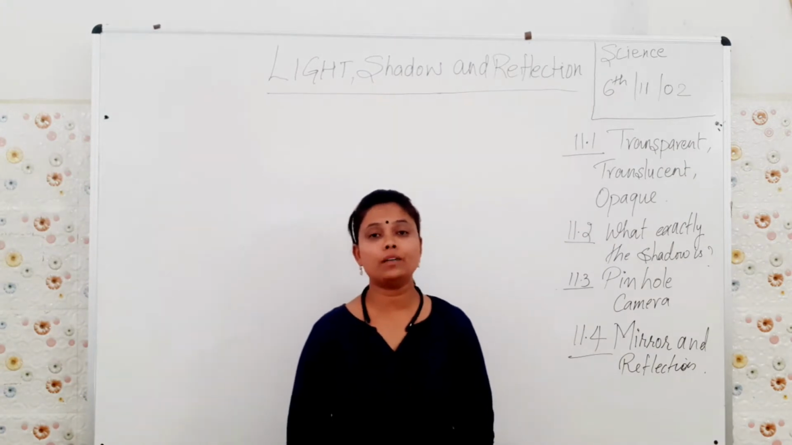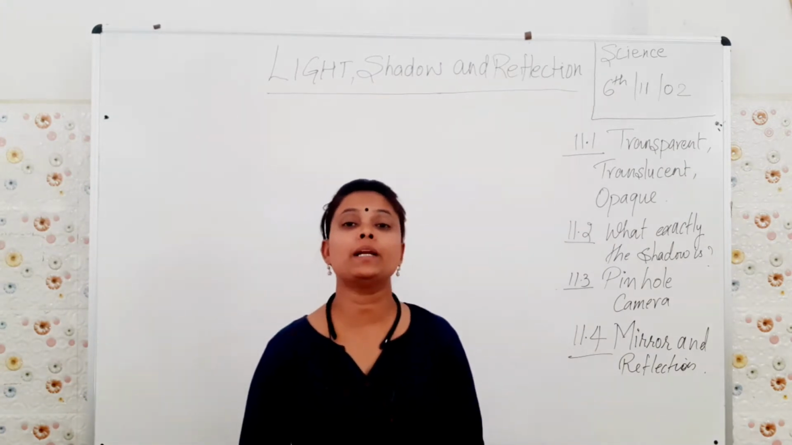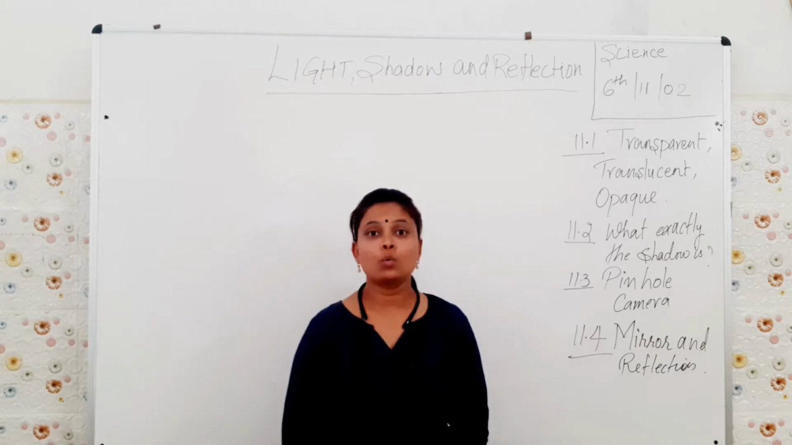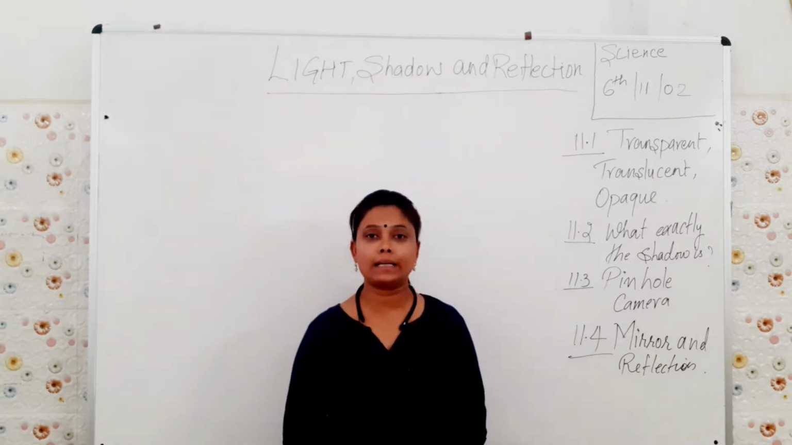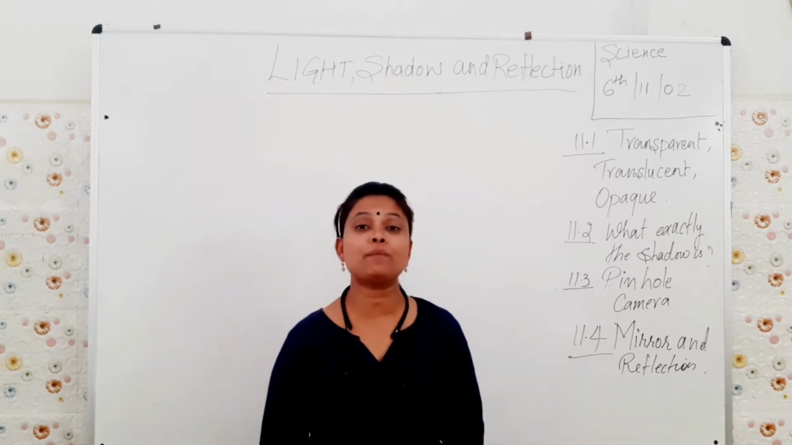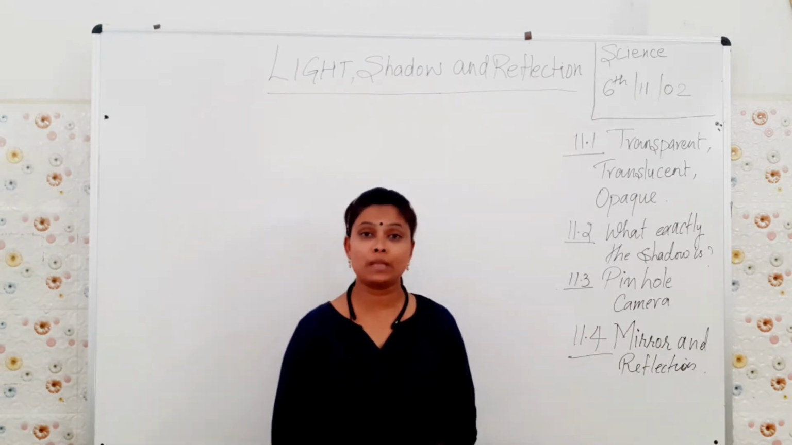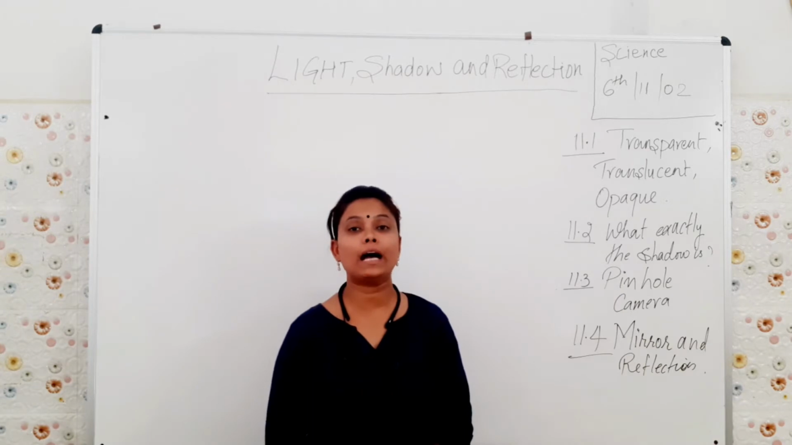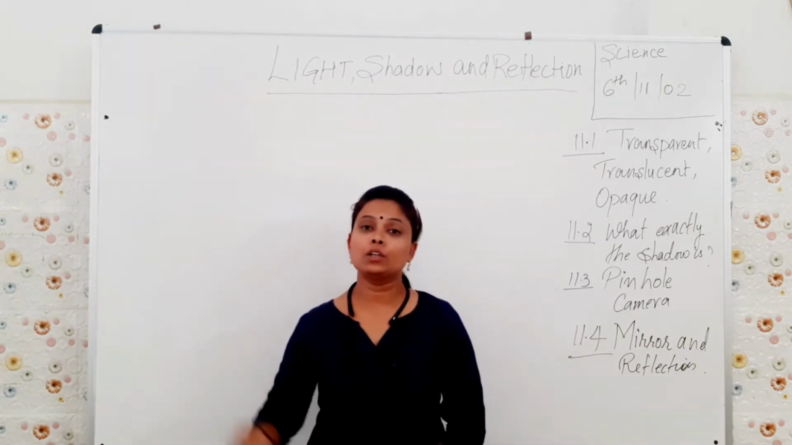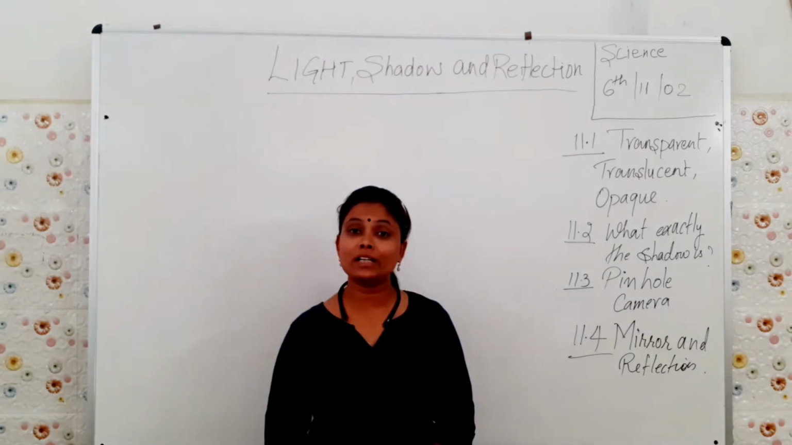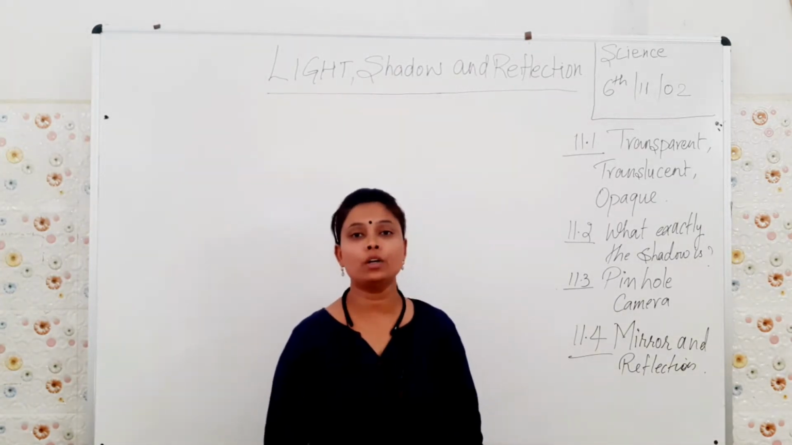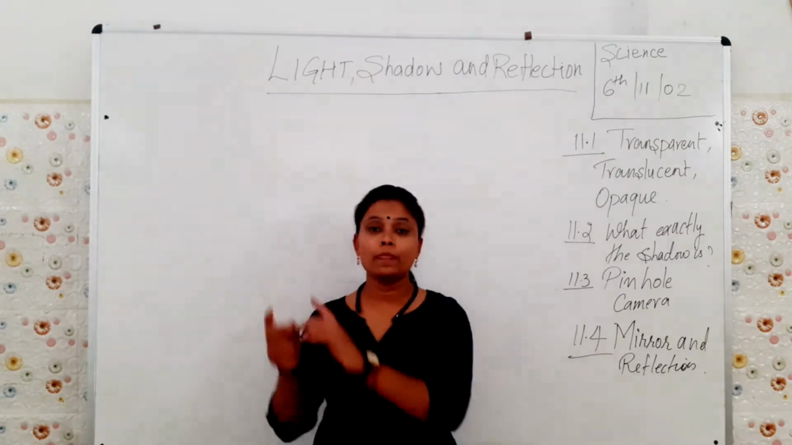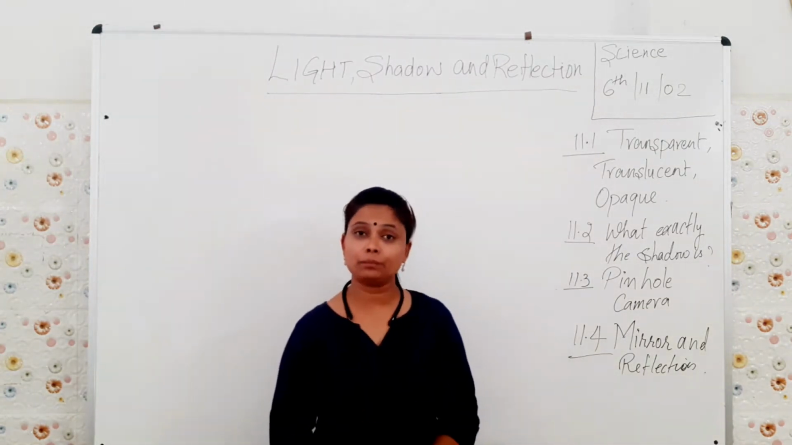For example, transparent. Transparent objects are those which can be seen through clearly. The example for that is glass, not the mirror you have at your home. This is the clear glass that you have in your windows. Even in your school window you would be having this.